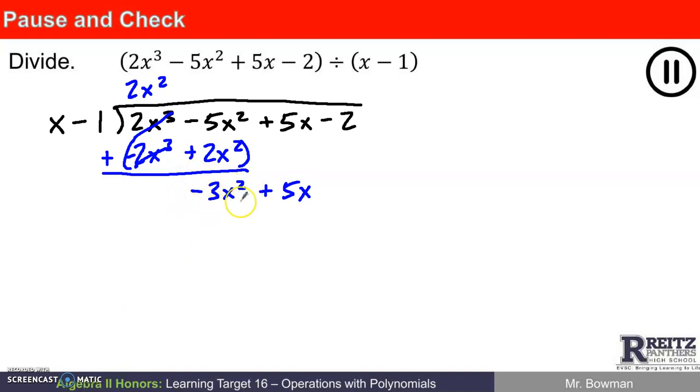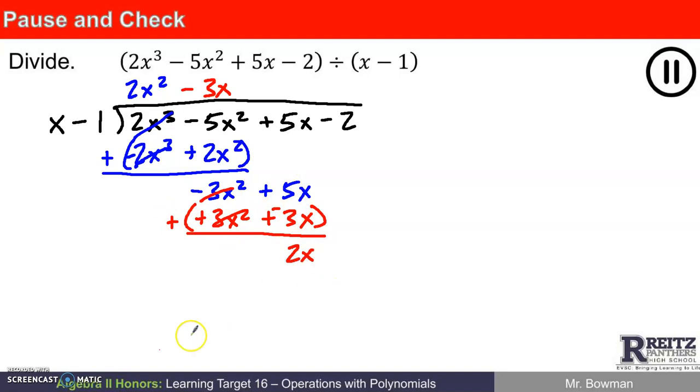For my next step, now I'm at negative 3x squared. What do I need to multiply by x to get negative 3x squared? Well, it's negative 3x. So negative 3x times x is negative 3x squared. Negative 3x times negative 1 is a positive 3x. And I need to subtract that. So this is positive, and this is negative. And these cancel. And what I have here is 5x minus 3x, that's 2x. And down comes the negative 2.